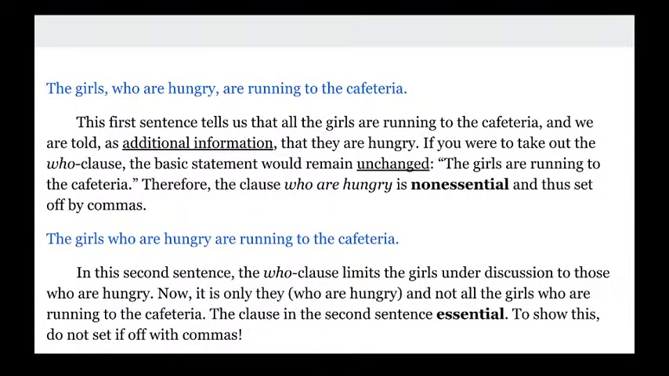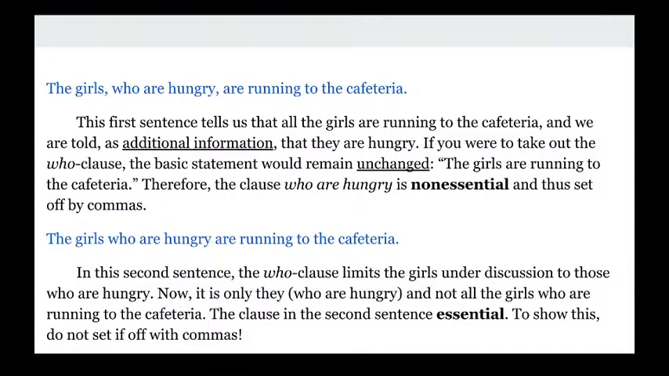So because I don't really have example sentences to correct, we can just go through these two sentences, and the only difference is the commas, but they drastically change the sentence. So the first sentence, the girls who are hungry are running to the cafeteria. We have who are hungry marked off from the sentence with commas. So the first sentence tells us that all the girls are running to the cafeteria, and we are told as additional information that they are hungry.